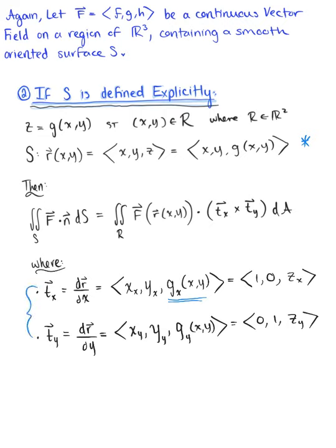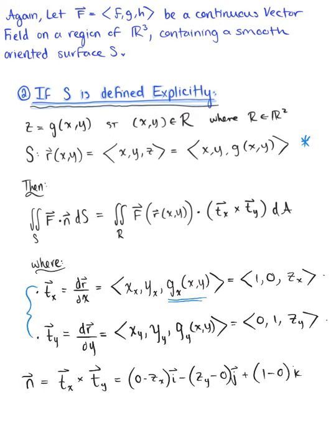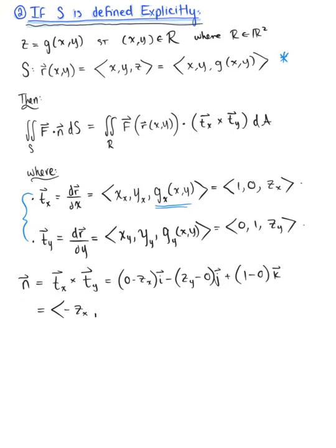And again, using our knowledge of the cross product, if these two tangent vectors are parallel to the surface, then a vector normal to the surface can be defined by their cross product. So we have vector n defined as the cross product of the tangent vector in the x direction with the tangent vector in the y direction. And computing this cross product with these two vectors above, we are left with 0 minus the partial derivative of z with respect to x, i hat, minus the partial derivative of z with respect to y minus 0, j hat, plus 1 minus 0, k hat. And so we are left with components defined as minus the partial derivative of z with respect to x, minus the partial derivative of z with respect to y, and 1.